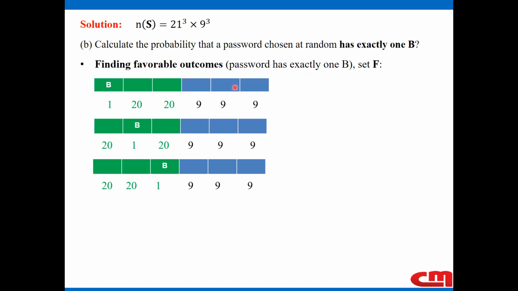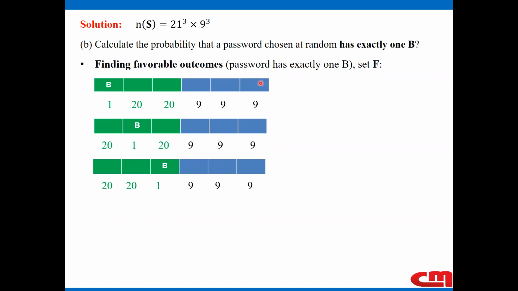But as you can see, for each arrangement, the number of ways we can arrange is simply one and the same thing. Obviously, at first we are saying 1 times 20 times 20 times 9 times 9 times 9. Then you say 20 times 1 times 20 and so on. Remember that multiplication is commutative, in the sense that 2 times 3 will give you the same answer as 3 times 2. That is the commutative property I'm referring to here. So this answer is the same as this answer is the same as this answer. They are the same, right?